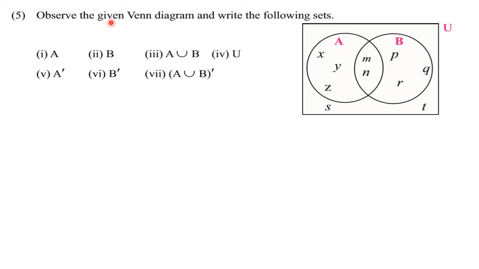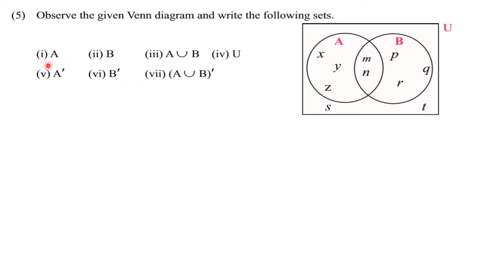So question number 5 here is, observe the given Venn diagram and write the following sets. Okay, so here the diagram is given. You can see that the universal set is shown by the rectangle, and inside you have two sets A and B. Also their intersection we can see, that means A and B have some common elements which are shown here. Then outside A and B also we can see certain elements. Okay, so we have to write down the following sets.